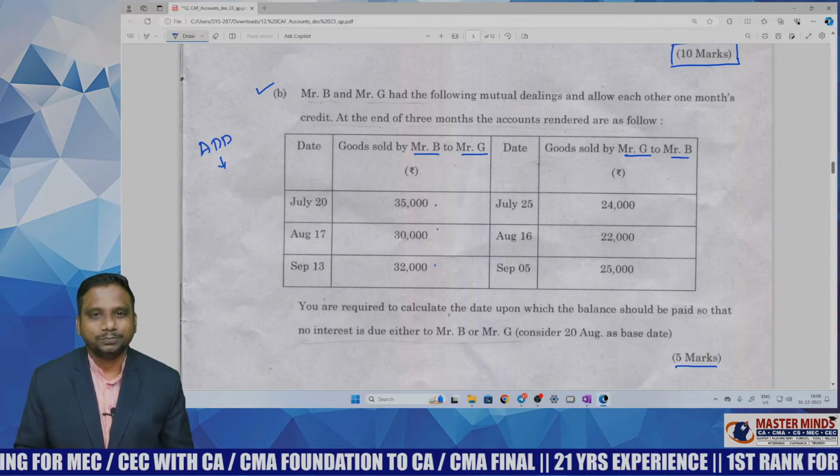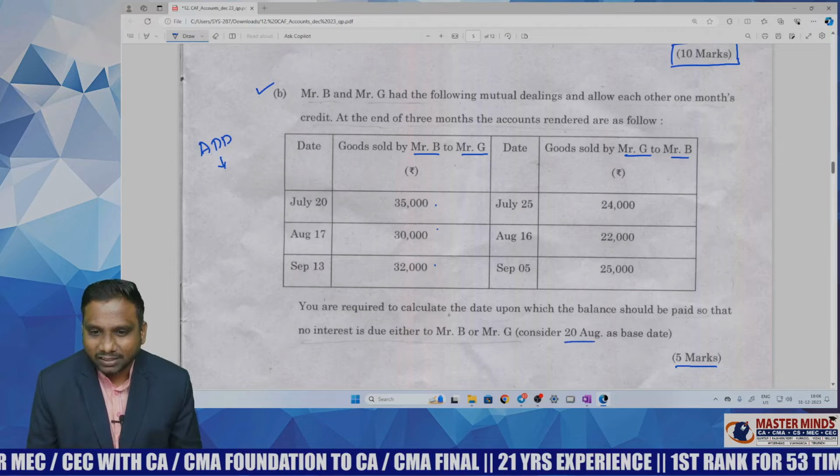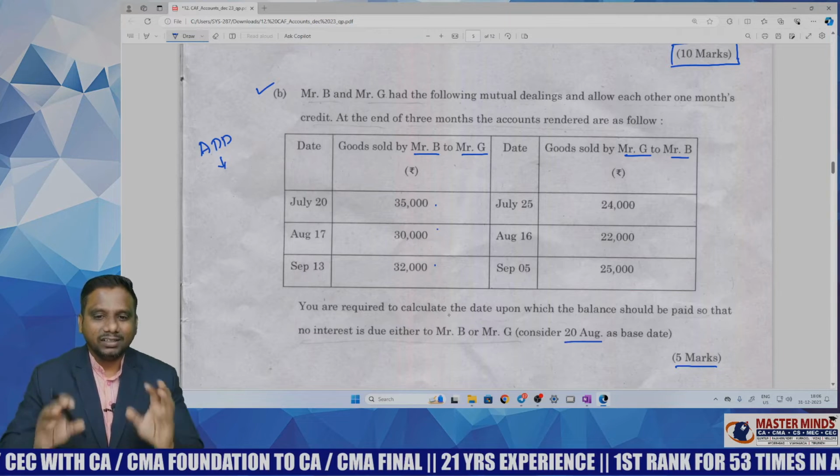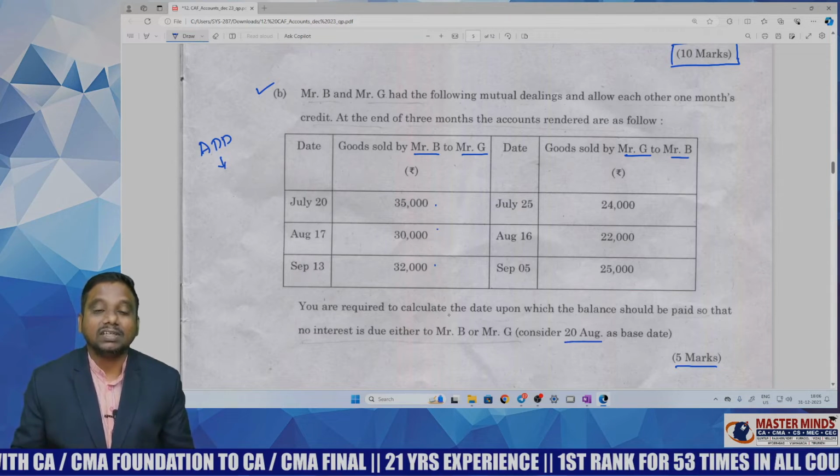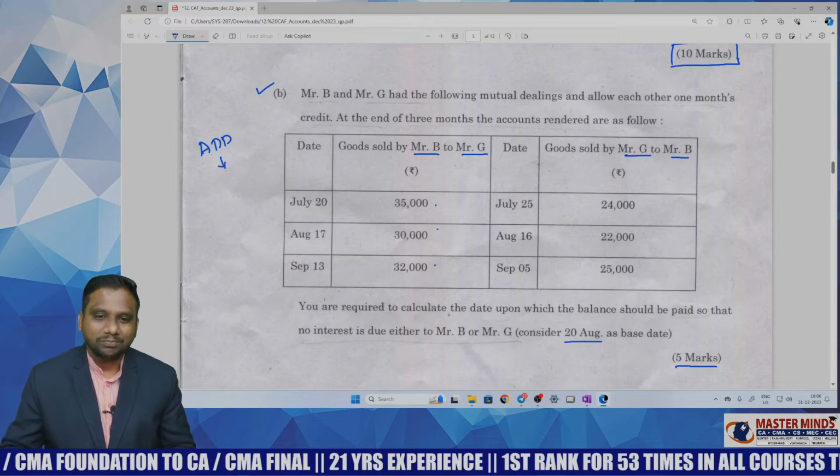Yes or no? Yes. And they have given the base date also. You need not consider anything. They have given 20th August as base date. Okay. Next one.